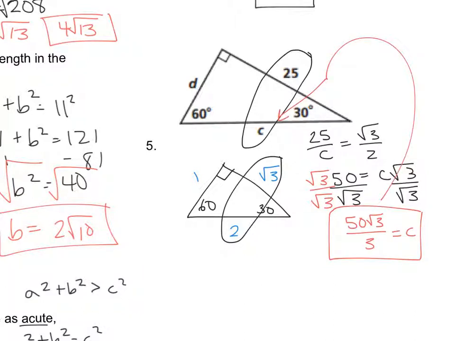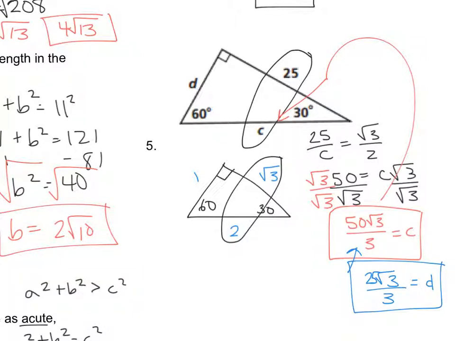Oops, so that's the hypotenuse. So you can do the short side as, this is the short side, so the short side is always half of the hypotenuse. So I can take half of this hypotenuse, which is 25 root 3 over 3. That's what D equals.